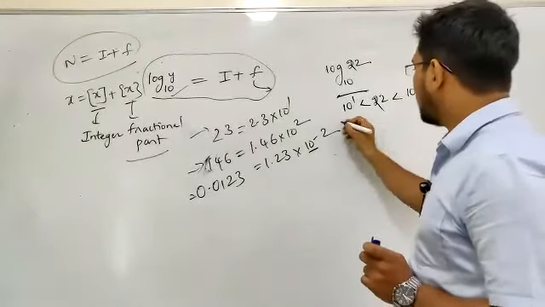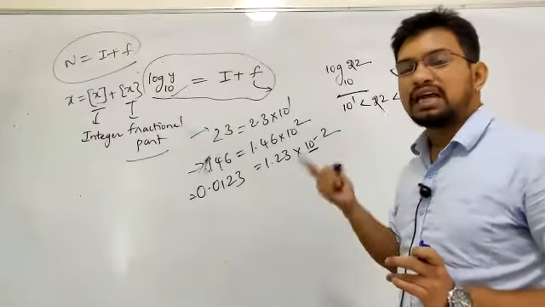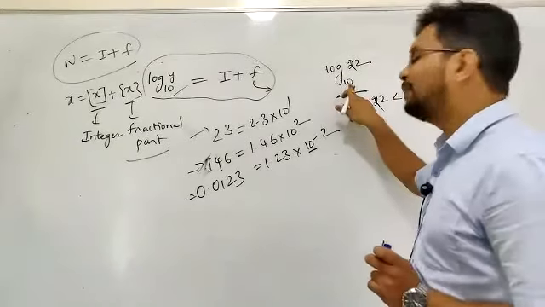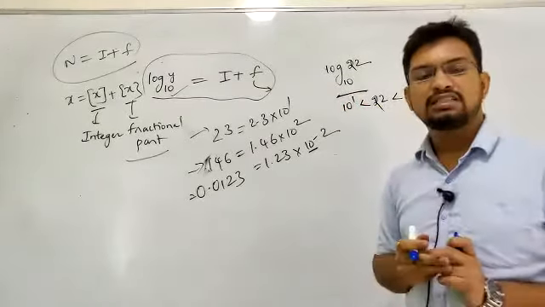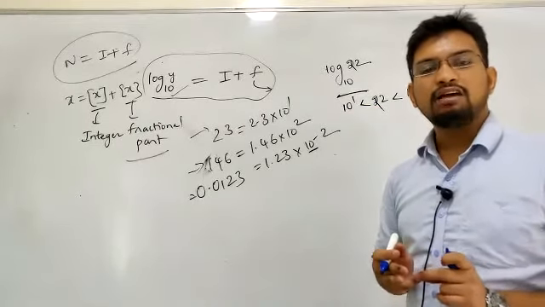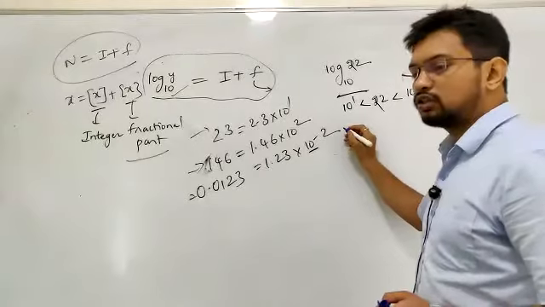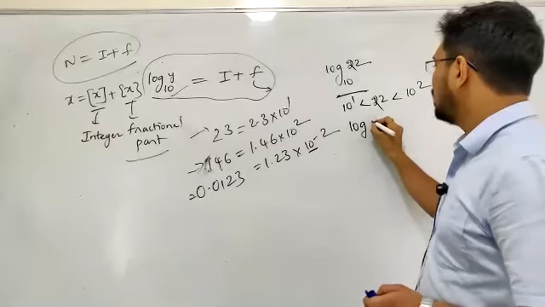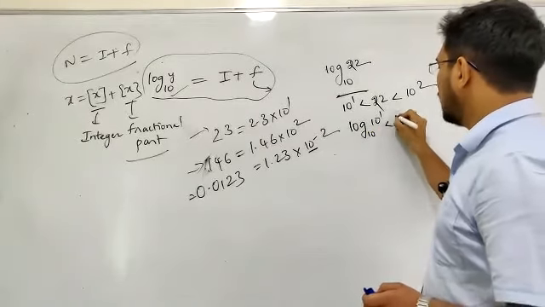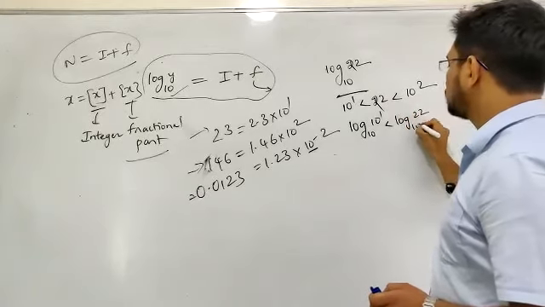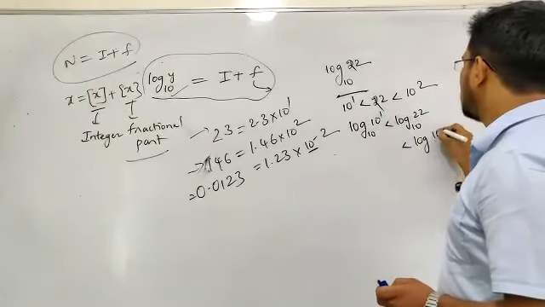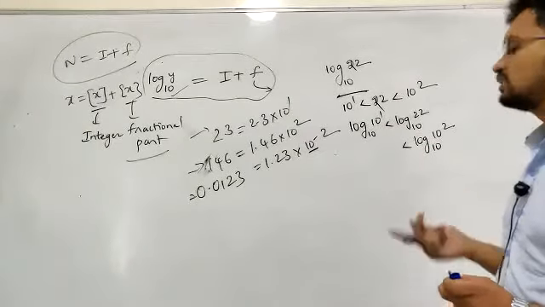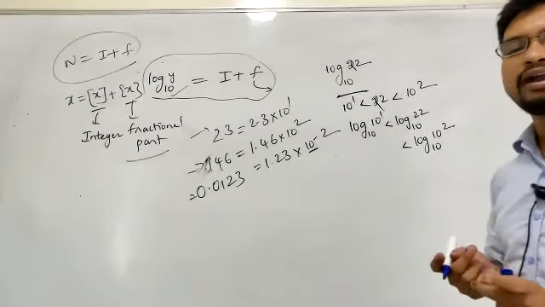Now apply logarithms on both sides. In framing the inequalities, we have already seen that in applying the logarithms throughout that inequality, as the base is greater than 1, the inequality will not be changed. So you apply the logarithms throughout this inequality. You'll be getting log of 10 power 1 to the base 10 is less than log of 22 to the base 10 is less than log of 10 squared to the base 10.